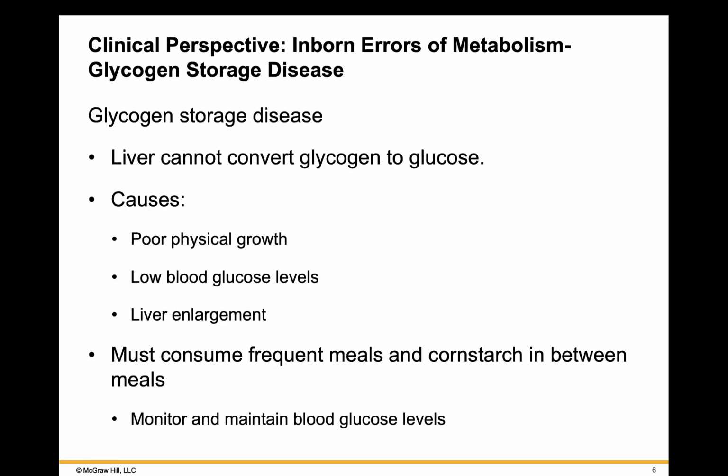If we look at glycogen storage disease, in these individuals, the liver cannot convert glycogen to glucose. This results in poor physical growth, low blood glucose levels, and an enlargement of the liver. These individuals must consume frequent meals and cornstarch in between meals. It is necessary for them to monitor and maintain normal blood glucose levels.